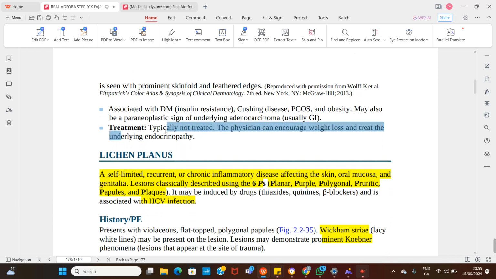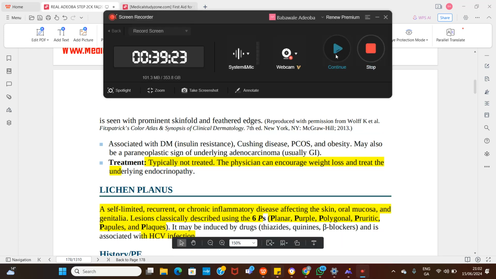You don't treat it. You just encourage the patient to lose weight and you treat the underlying condition. Okay. So it can be a paraneoplastic sign in people with underlying GI adenocarcinoma. Otherwise, if the person doesn't have any sign of malignancy, it's just coming from insulin resistance. And that can be from DM, from Cushing disease, from PCOS, or from obesity, from any cause. You don't treat that lesion directly, you have to treat the underlying cause, right? If the person is obese, encourage weight loss and treat the underlying endocrinopathy, from Cushing disease, from diabetes and the likes.